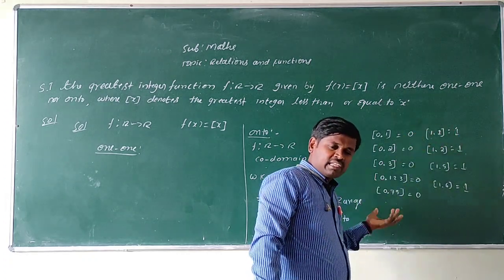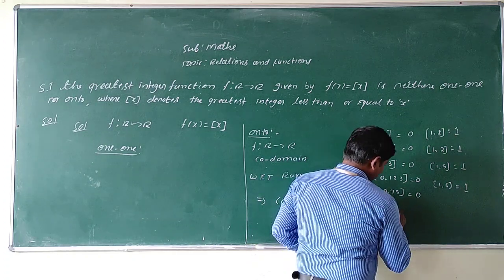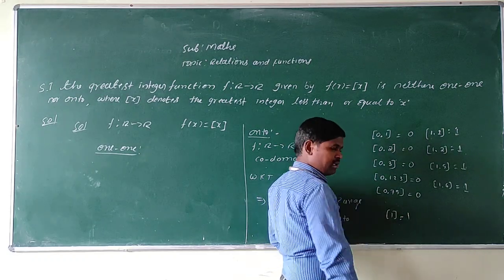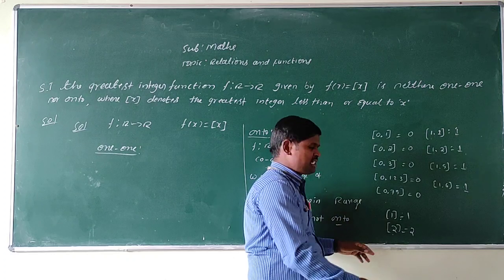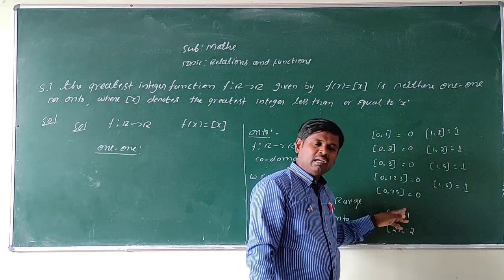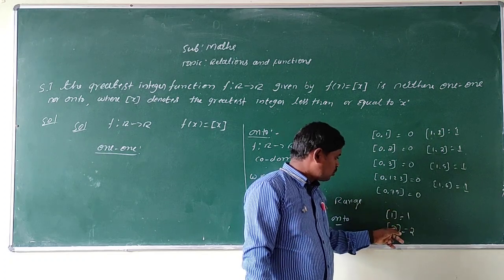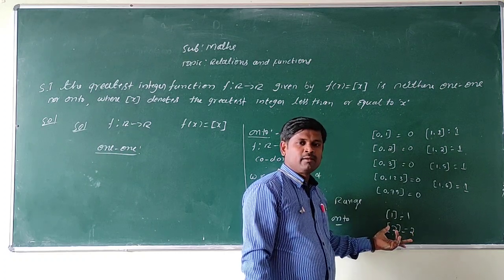Suppose we also take negative real numbers. If we take 1, what is the greatest integer? It is 1 only. Suppose we take 2. The greatest integer less than or equal to this number is the number itself, since it is an integer. So box of 2 is equal to 2.